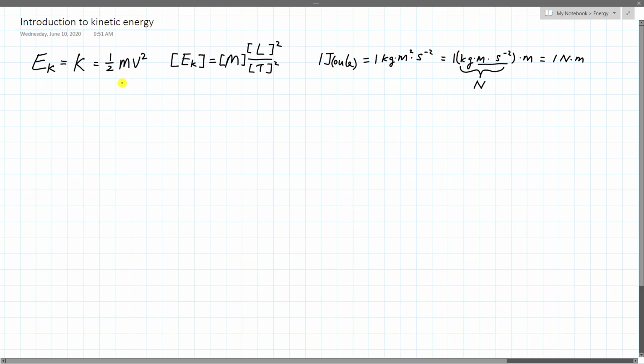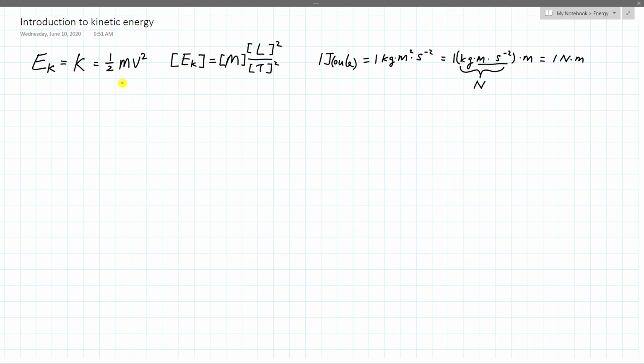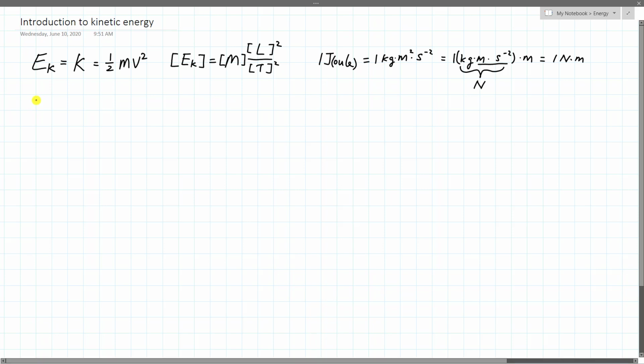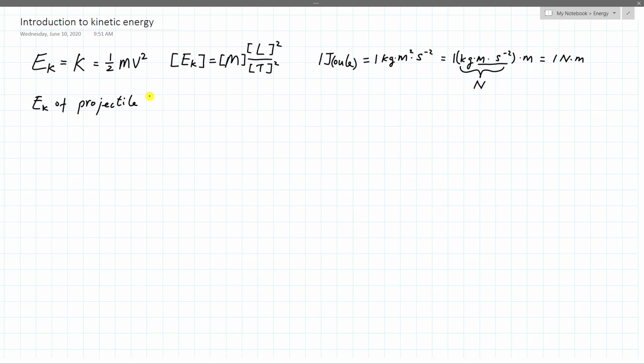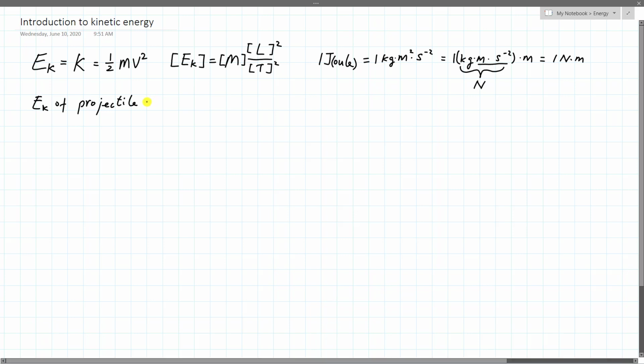Let's calculate a few typical objects, how fast they are and how much energy they have. Let's calculate this one here, the kinetic energy of a projectile. Remember, back in the projectile motion lab, we fired projectiles, little yellow plastic balls. They have velocities close to about 5 meters per second, about 4.8.